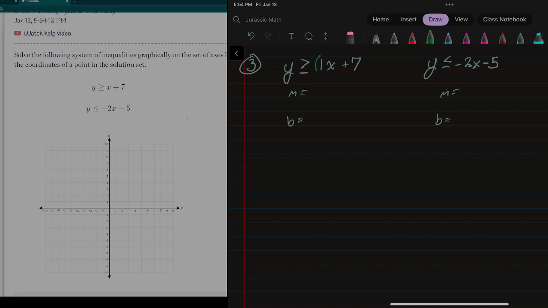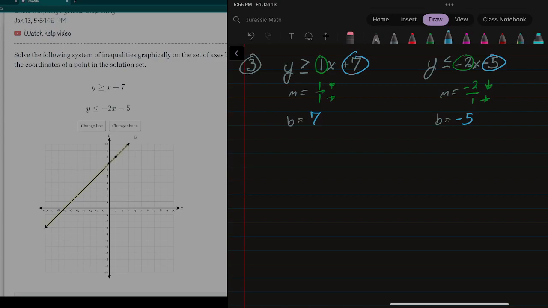So our slope is 1 over 1, which means go up 1, go to the right 1. For the other one, negative 2 over 1, which means down 2 over 1. Our y-intercept, 7. And negative 5. Now from here, I would always just graph 1 at a time. So we're going to graph this first one. So we go to 7, and then we go up 1 over 1. This has an equal sign in it, therefore it's solid.